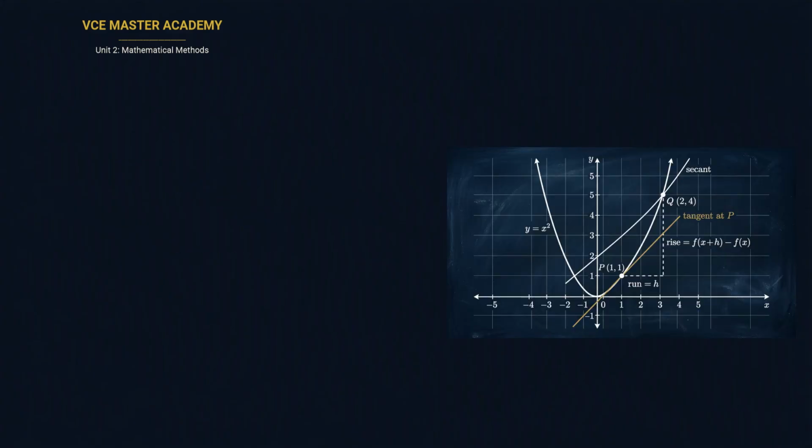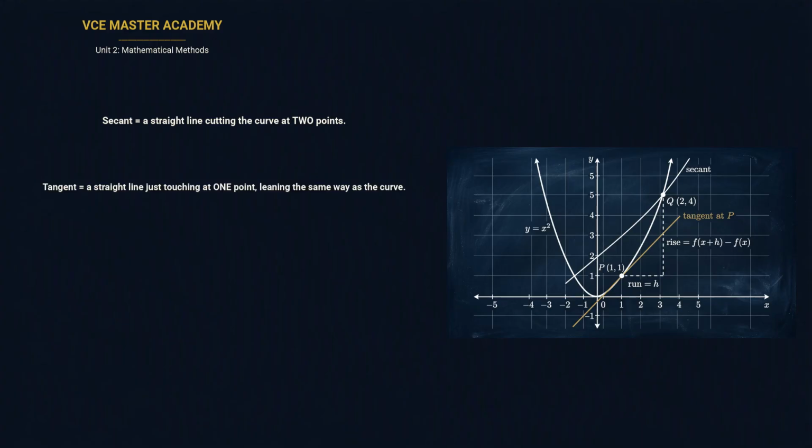To get to that answer, we need two words. First, a secant. A secant is just a straight line that cuts through the curve at 2 points. Second, a tangent. A tangent is a straight line that only touches the curve at 1 point and leans at exactly the same steepness as the curve does right there.